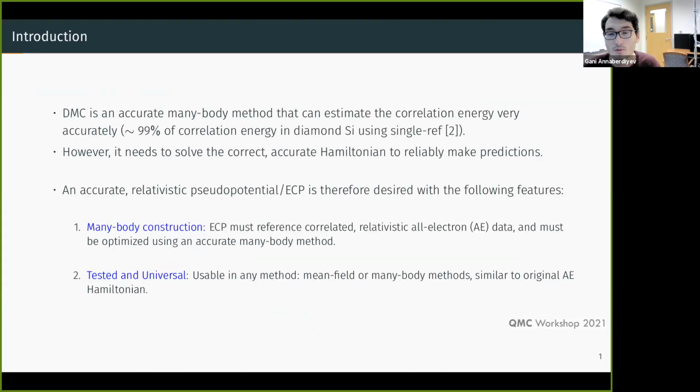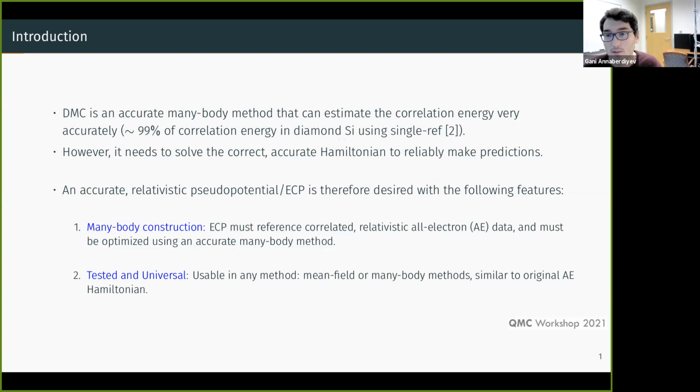So just to give an introduction, as we've talked about in previous weeks, DMC is a very accurate many-body method, and it can estimate very accurate correlation energies. To give an example, if you take silicon in diamond structure and use single reference fixed-node DMC, it can recover roughly 99% of the correlation energy. However, for DMC to be able to make reliable predictions, it has to be solving the accurate Hamiltonian, which is represented by the effective core potentials in this case.